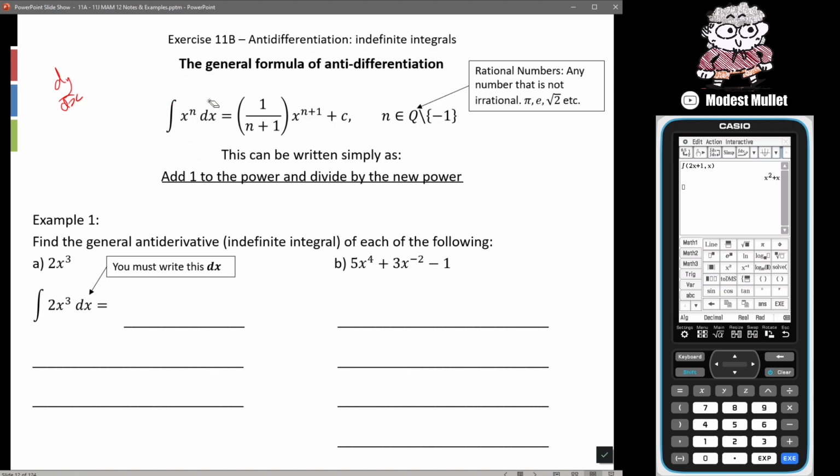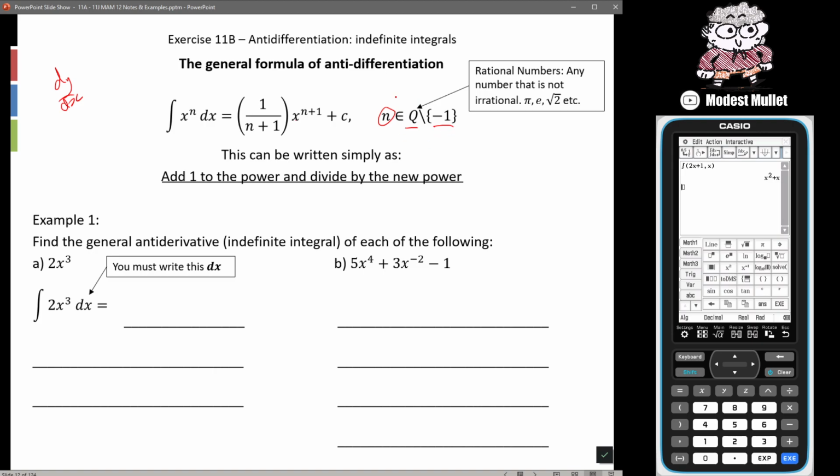But where I was going with this is, if we start with something that's x to the power of n, it turns into x to the power of n plus 1, and then in front of it we put 1 divided by n plus 1. And this will work for any values of n that are rational, Q meaning rational, except for -1.